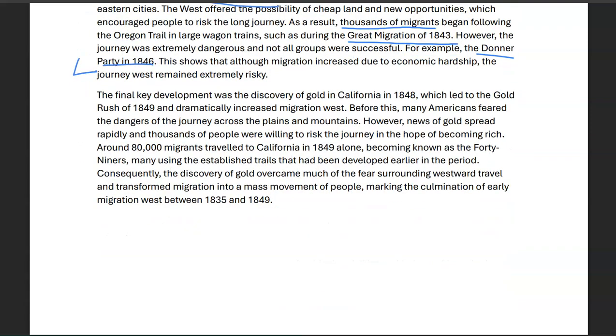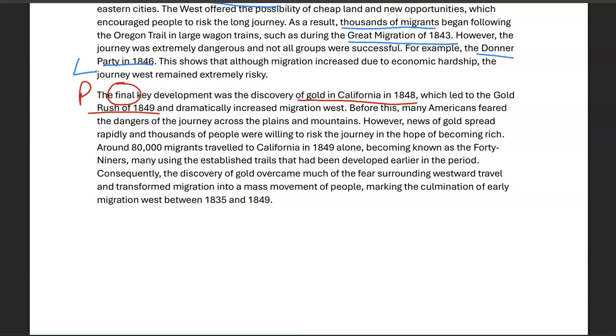And then I've got one final paragraph. So here at the start of the paragraph, you can see I've used a signpost there for my point. The final key development was the discovery of gold in California in 1848. So this is a really specific example that I'm putting even in my point sentence, which led to the gold rush of 1849, so again another date, and dramatically increased migration west.